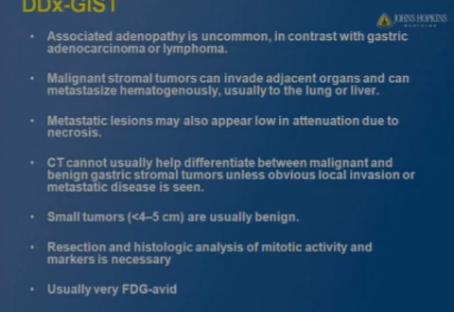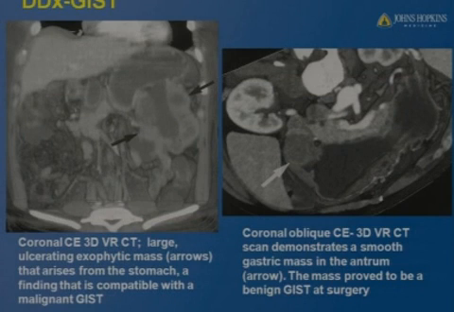Metastatic lesions also appear low in attenuation due to necrosis. CT cannot always help differentiate between malignant and benign tumors unless there is obvious invasion or metastatic disease. But usually if they are less than 4 or 5 centimeters, they are benign. Resection and histological analysis is necessary. They are usually very FDG avid.